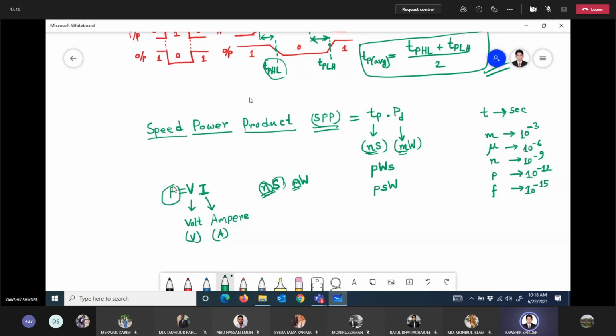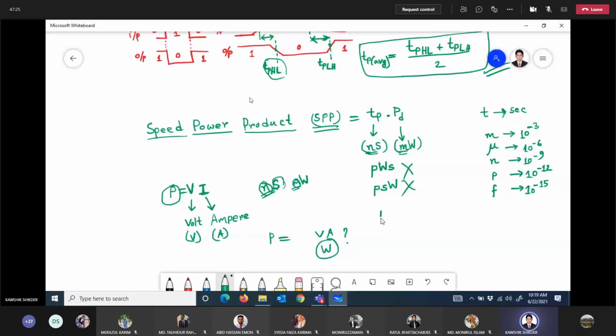So what is the unit of P? Power. Unit of power, that is VA. Similarly, both are not correct.